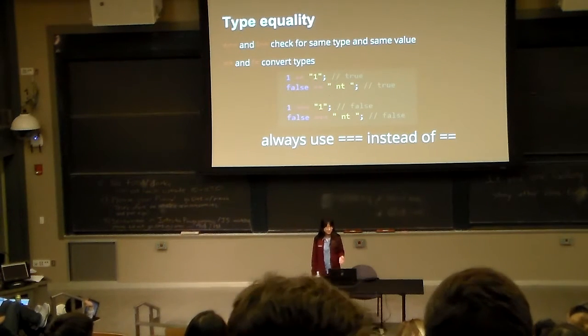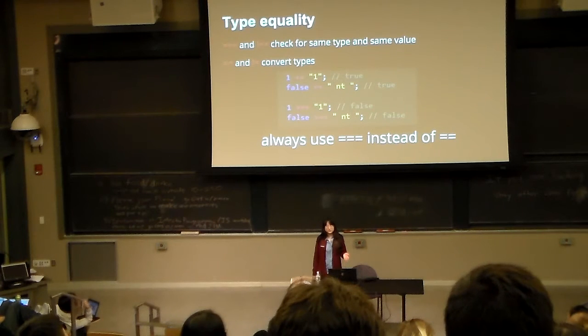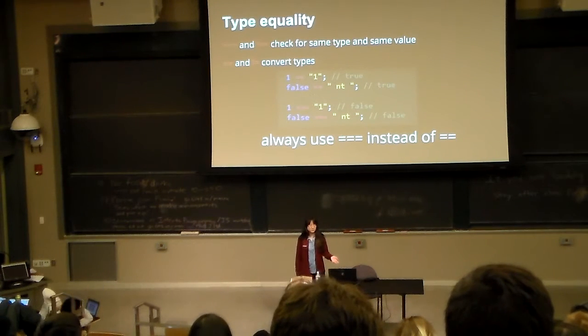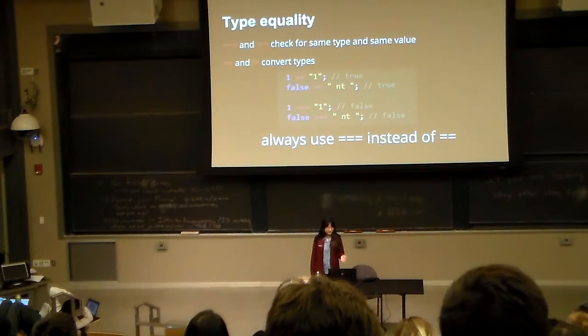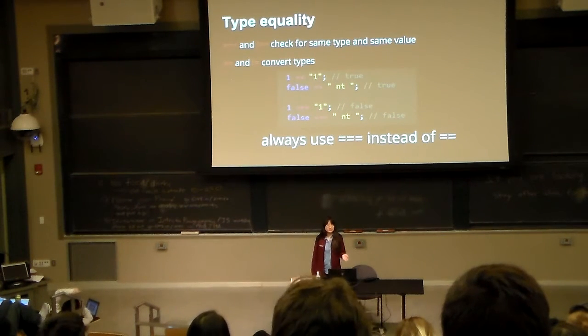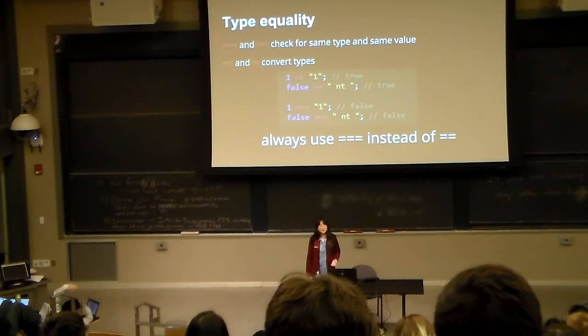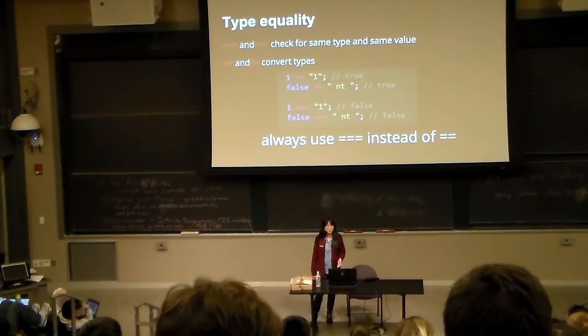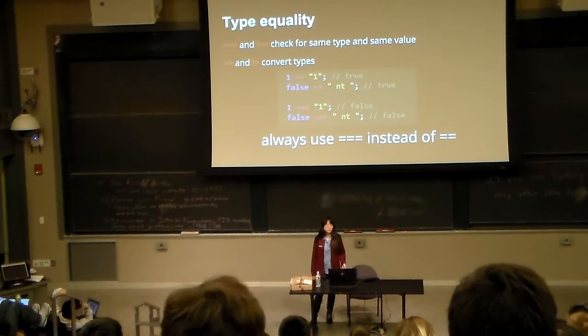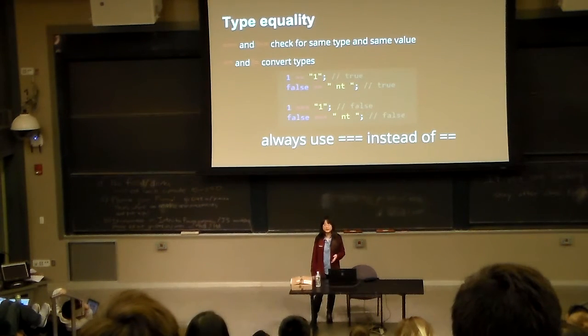Like in the first example, the number 1 is equal to the string 1. And apparently, the string with an empty space, when you convert it to a Boolean, evaluates to false. This usually isn't the behavior that you want. So you want to always use triple equals, which doesn't perform the type conversion. It'll check that the type and the value are the same for your variables.